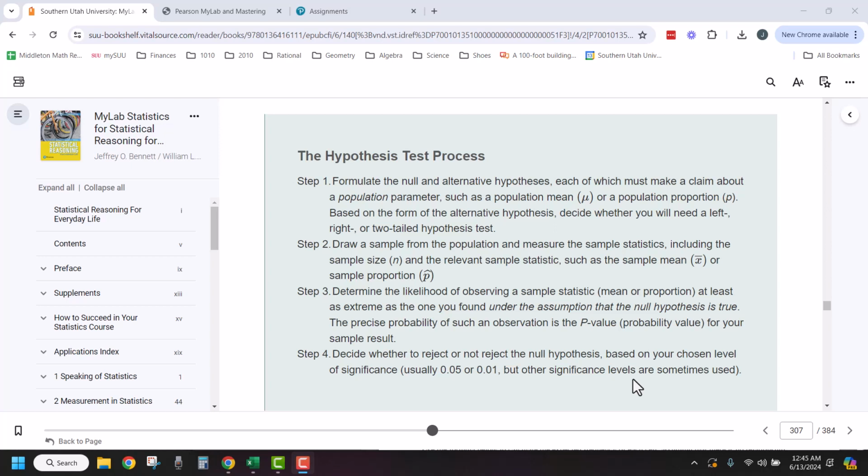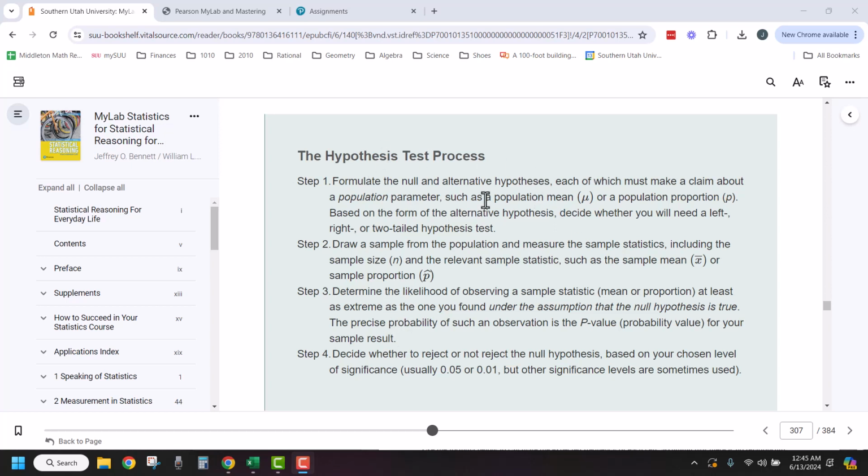So the way that you determine whether or not it's rare enough or if the probability is unlikely enough is based on your significance level. So it's usually a 5% significance level, but it can also be a 1% significance level. So that's the basic idea of the hypothesis test process.